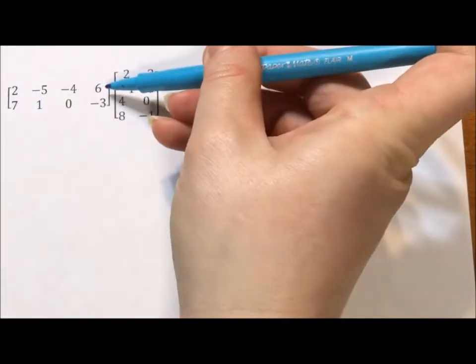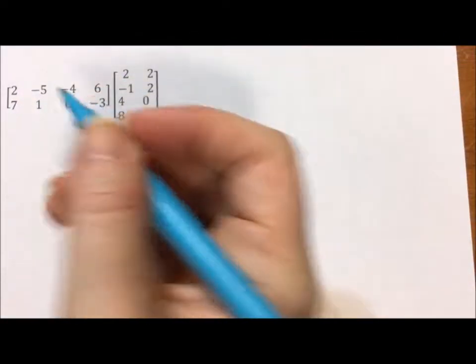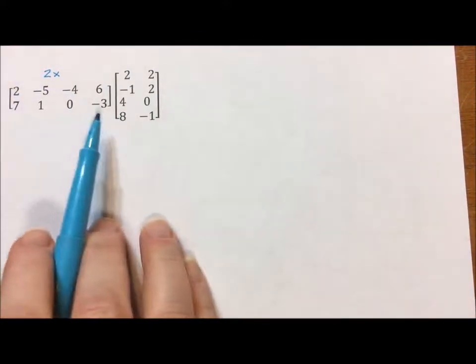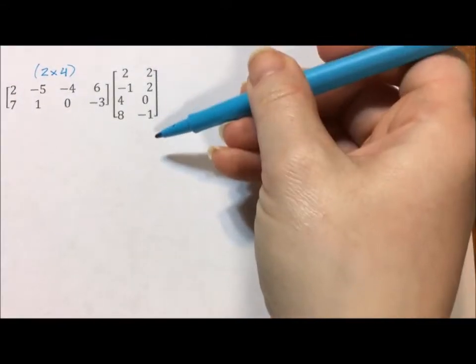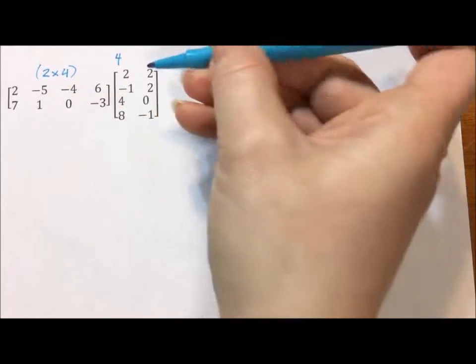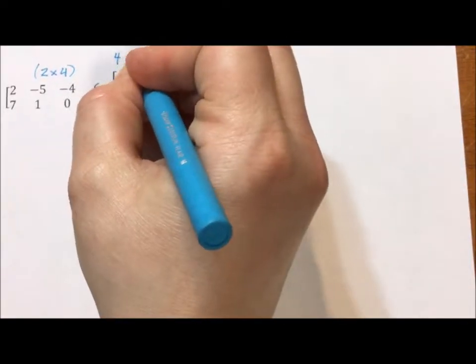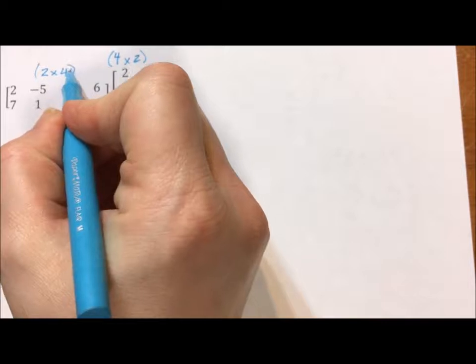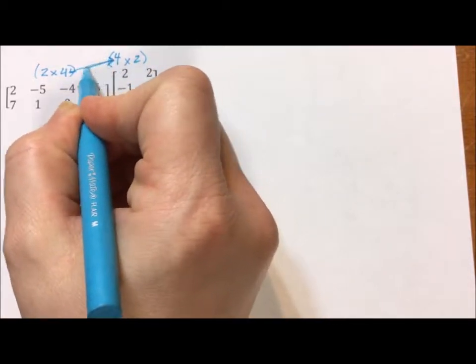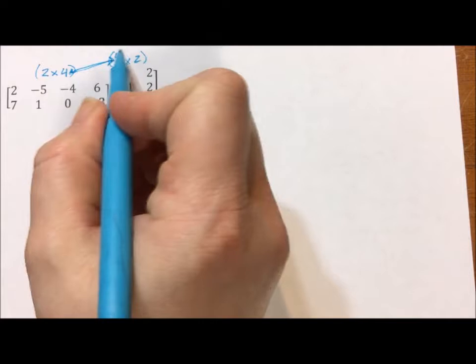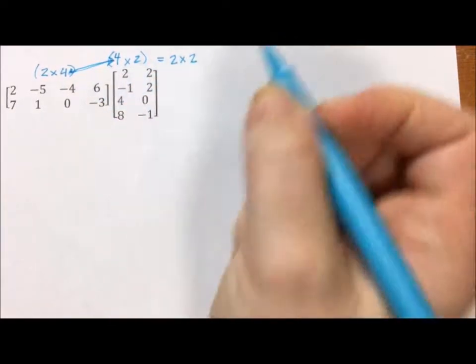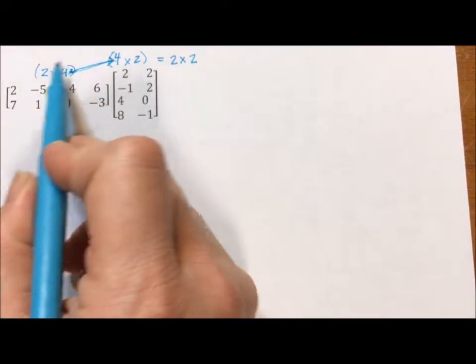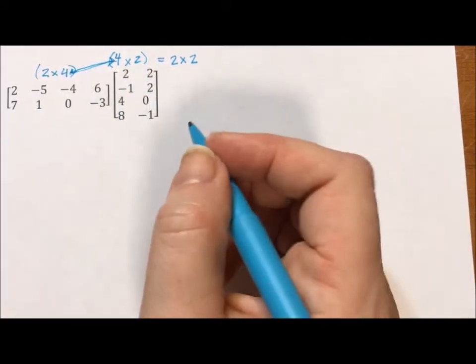To figure out the dimensions, the first number is the number of rows, so this matrix has 2 rows, and the second number is the number of columns, 4 columns. The second matrix has 4 rows and 2 columns. To be able to multiply this, the numbers touching have to be the same. If they are 4 and 4, your resulting matrix is the outside. So if the insides are the same, the outside is the resulting matrix.